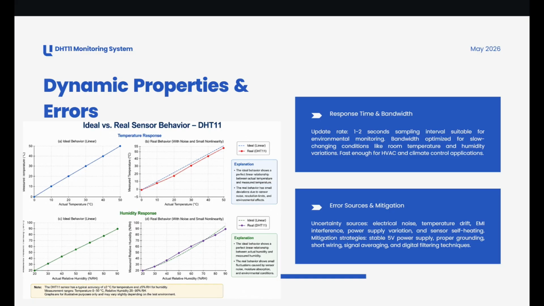Error sources and mitigation. The uncertainty sources for our system are electrical noise, temperature drift, EMI interference, power supply variation, and sensor self-heating. Mitigation strategies are a stable 5-volt output of the power supply, proper grounding, short wiring, signal averaging, and digital filtering techniques.